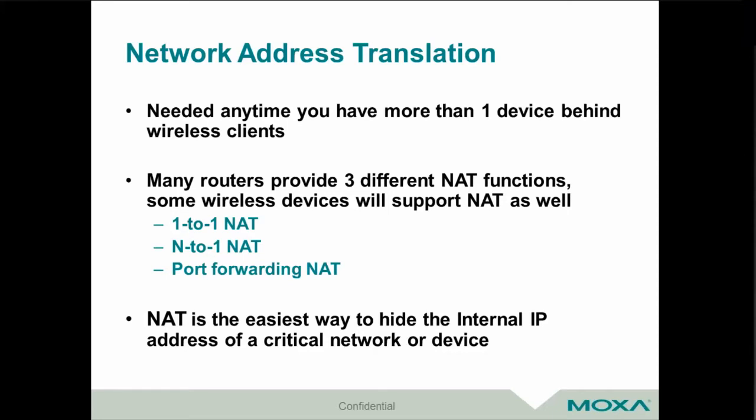NAT is needed pretty much any time you're going to have more than one device behind a wireless client. Meaning, if you have a wireless client and you have a PLC and maybe an old serial device server, those types of things, you're going to need your device to support NAT so that it knows what device behind the client was specifically requesting or sending data. Now, sometimes you'll need a router to go along with this. Some wireless devices will have NATing support, but there are basically three types of NAT that you'll see: one-to-one NAT, end-to-one NAT, and port forwarding NAT.